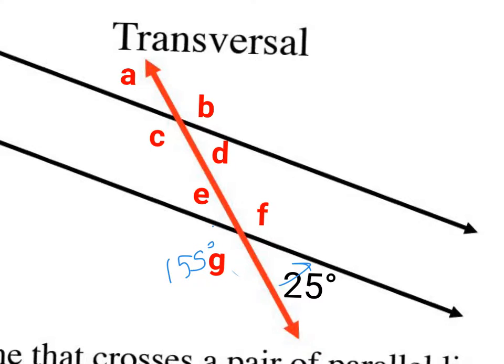F is 155. How do you know F is 155? E equals 25. How do I know F is 155 degrees? It's across from G. What is that called? When you're across from an angle, what is it called? Vertical. Vertical is across.